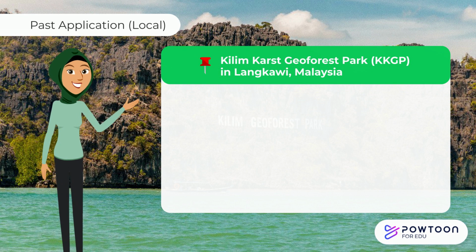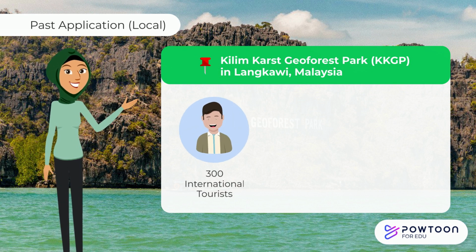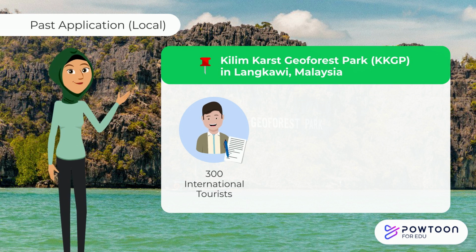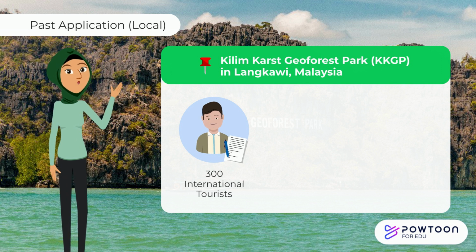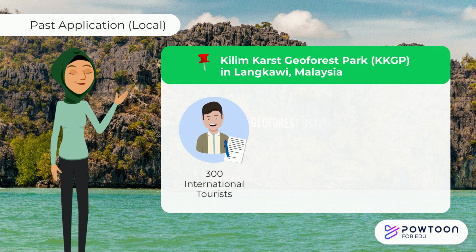Kelim Karst Geoforest Park, KKGP, in Langkawi, Malaysia. Data from 300 international tourists at KKGP was collected via surveys, focusing on demographics, travel costs, time spent, and satisfaction. The individual travel cost model analyzed individual visitors rather than zones or groups.